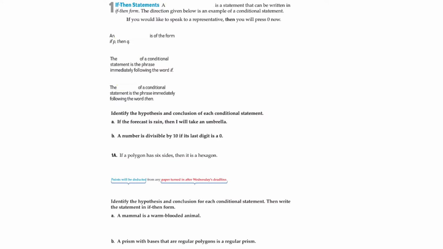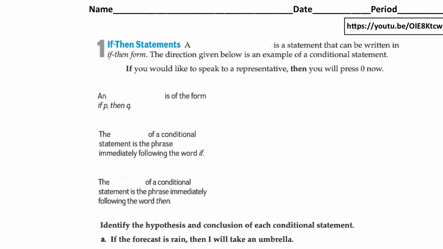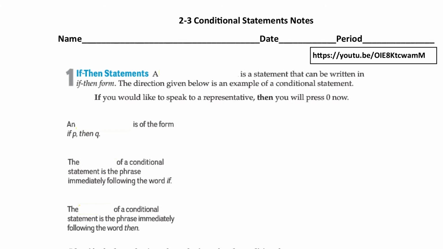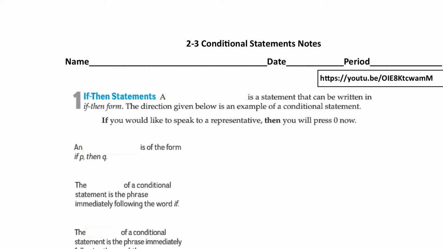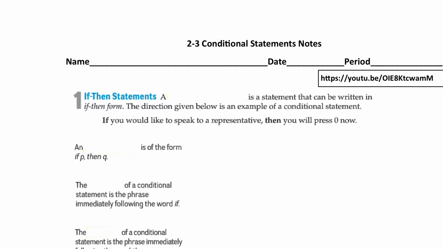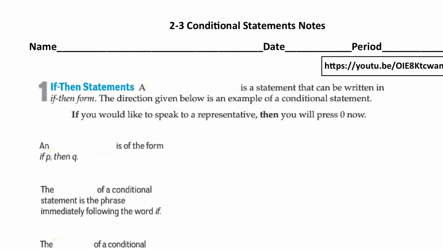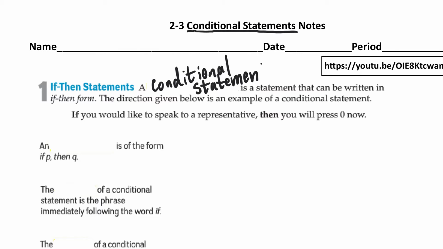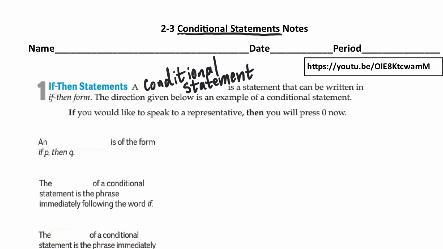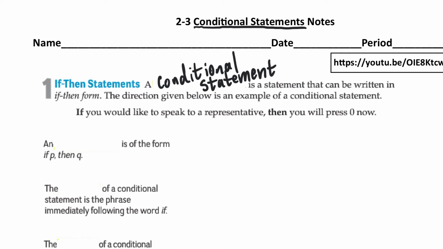Okay, so the stuff we're going to talk about today is going to be a little bit different than what you would normally think of in a math class. We're going to actually just be writing sentences today. Today we're going to be talking about conditional statements. A conditional statement is a statement that can be written in if-then form.